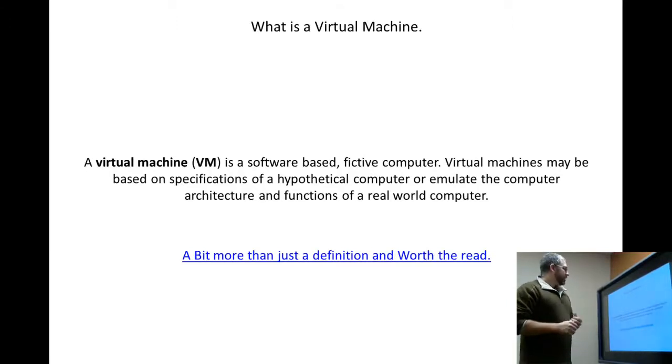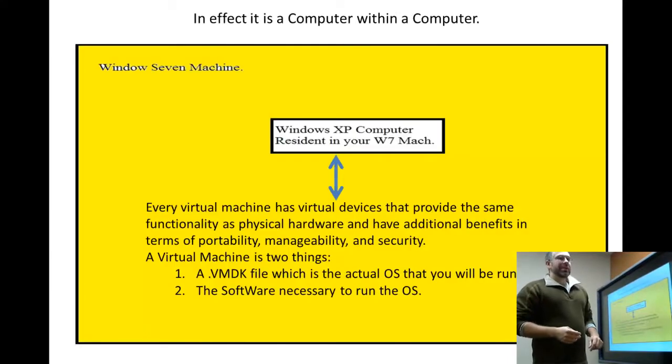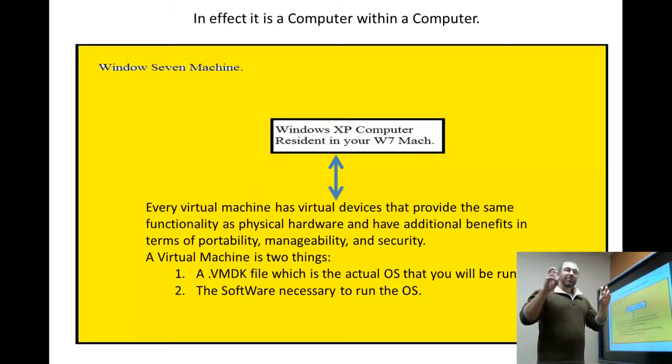Virtual machines may be based on specifications of a hypothetical computer or emulate a computer architecture and functions of a real-world computer. What are we saying? That a virtual machine is a fake computer that runs on your computer. So it's an emulator. It can emulate Windows XP on your Windows 7 machine. Very important. There's two parts to it.